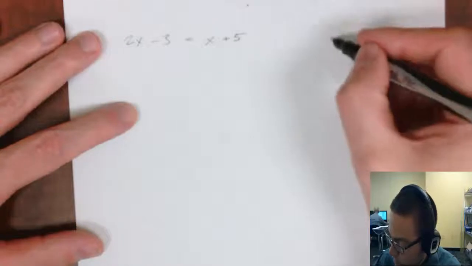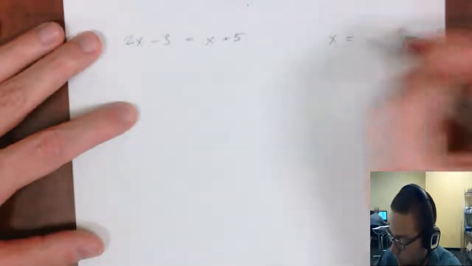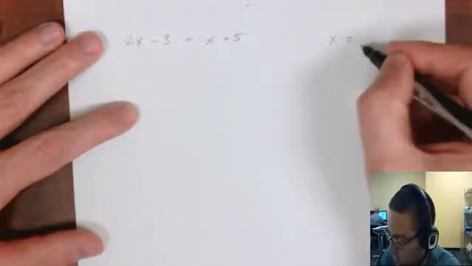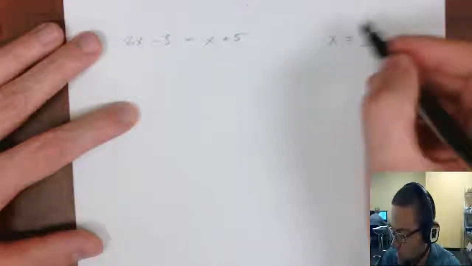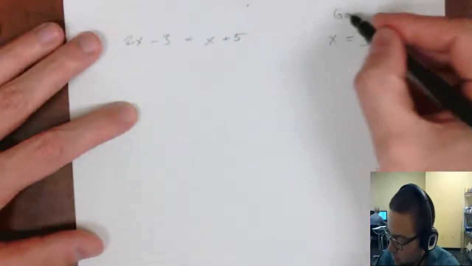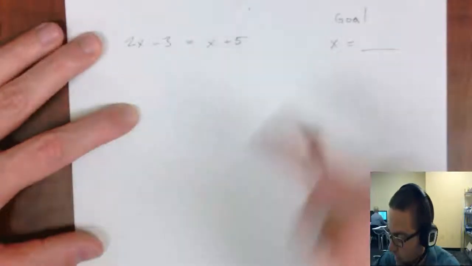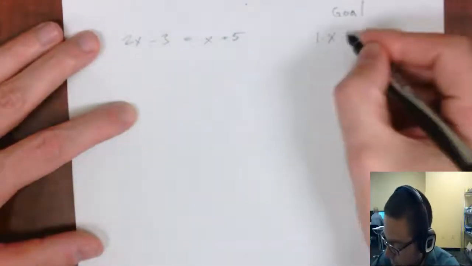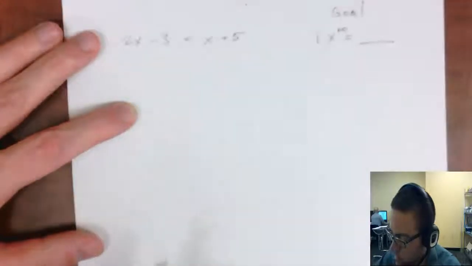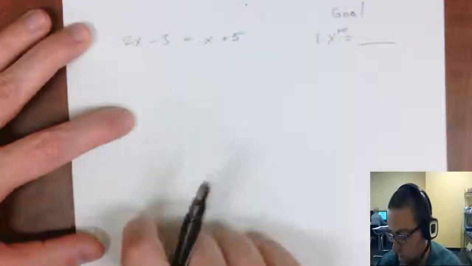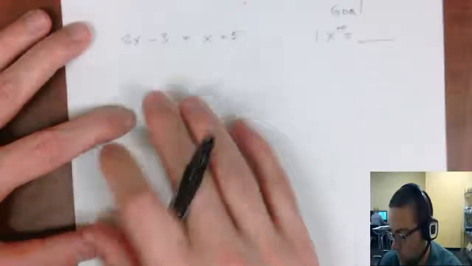So what I want to shoot for is to get it like this, right? 1x by itself, and then the number, right? So this is our goal. If we can get to that, we're okay. And this is just 1x with nothing added to it, right? So plus 0. And so if I want to do that, I'll bring all the x's to this side, all the numbers to that side, and I want to only have one of them.